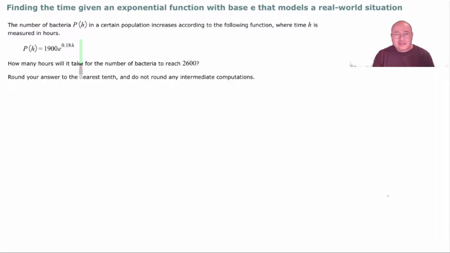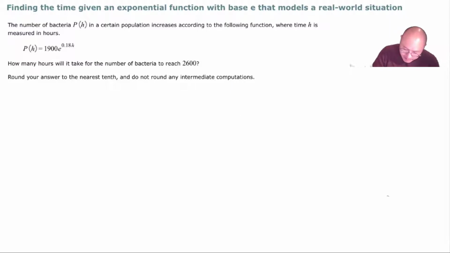Remember, e is actually about 2.718, so that number is more than 1. That means this model is actually exponential growth. Why don't we sketch this really quick? At time 0, how much bacteria is there? When H is 0 hours, how much bacteria is there?